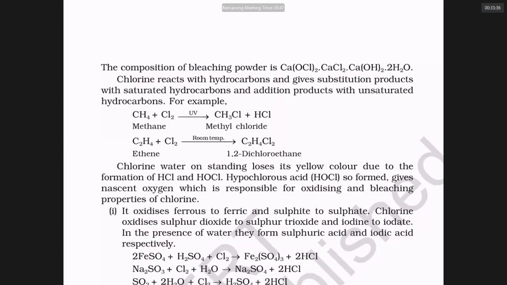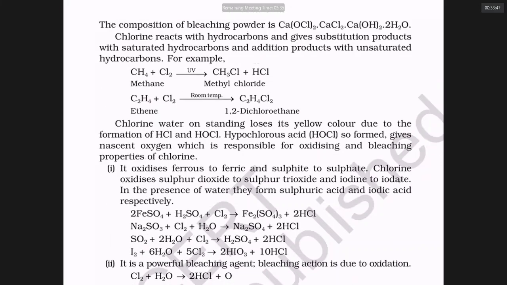Anyway, chlorine can react with methane, ethane, hydrocarbons to bring about chlorination. Chlorine water is made by putting chlorine in water. If you freshly dissolve chlorine in water, it appears green in color, but slowly it becomes yellow because chlorine reacts with water to give HCl and HOCl. We already said HOCl will decompose to give HCl and oxygen. That oxygen will remove the color of the colored matter. So bleaching action of chlorine is possible only when there is water.